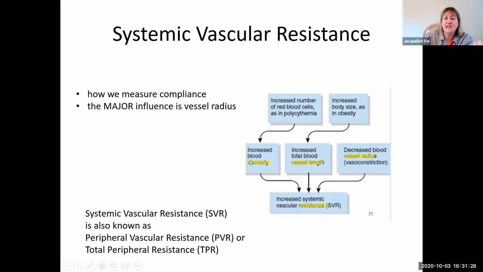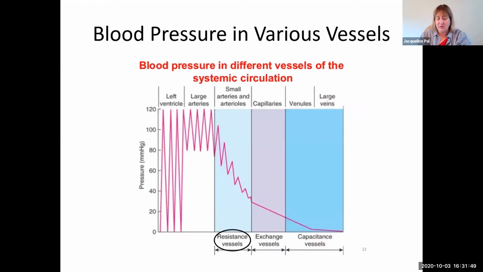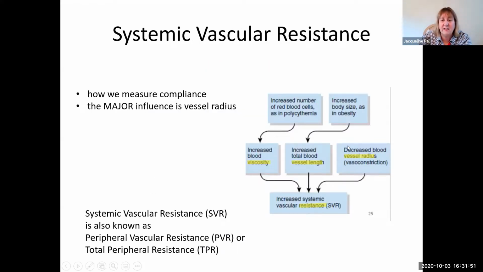Well, a change in viscosity. For us, we're going to put that by the wayside because we're not going to be changing viscosity in any of our problems. This is an introductory class. A change in the vessel length. Once again, we're going to put that aside in our calculations because we're not going to be changing vessel lengths. So the only factor that is affecting us is the vessel radius. So our compliance, whether we're vasoconstricted or vasodilated. The major influence for systemic vascular resistance is the radius of the vessel.